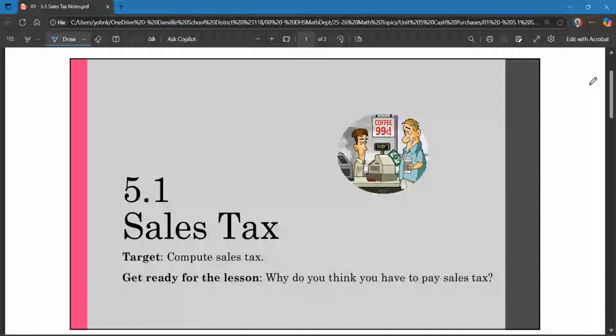Hey kids, welcome to section 5.1, sales tax. Today we're going to learn how to compute sales tax. I want you to think, why do you have to pay sales tax? Almost everywhere you go, you have to pay sales tax.